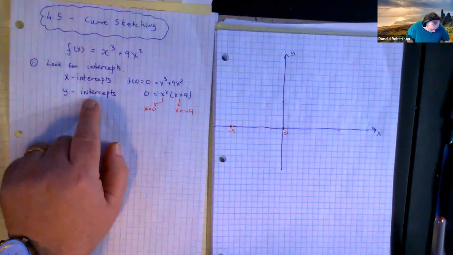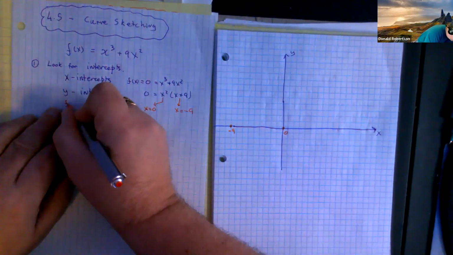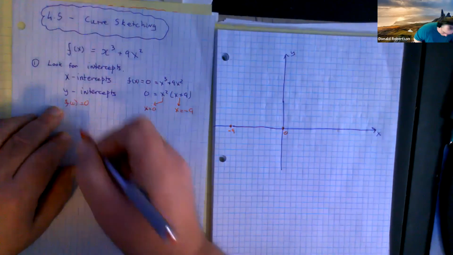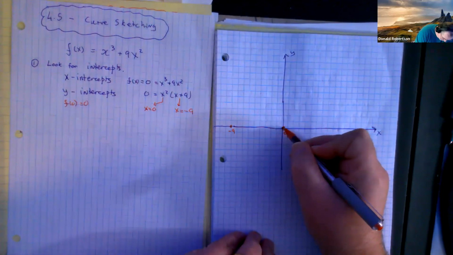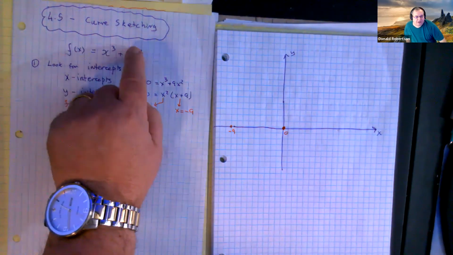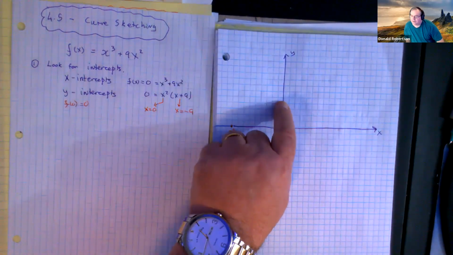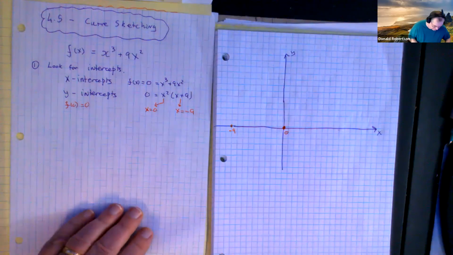Now, if you want to get a y-intercept, all you do is you find the value of the function at 0, which in this case is 0, which means, well, we already know what it means. It means it crosses the origin, right? Now, if this was x cubed plus 9x squared plus 5, wouldn't the y-intercept be at 5? Right, so you could get that. So that's your first job.